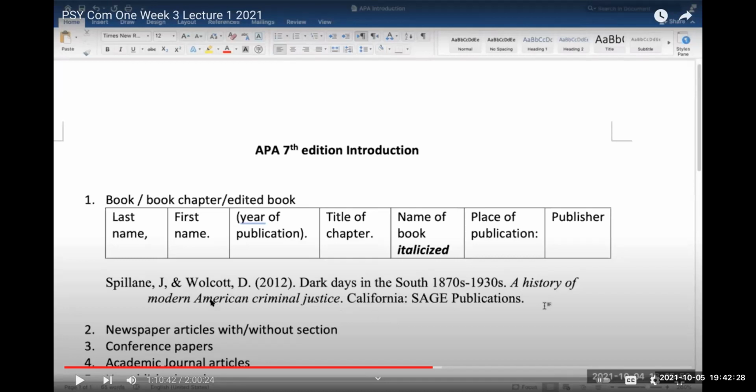Yes, sir. Right, so all you're doing is just filling in. That's why I put this thing up here. So you're literally just filling in the blanks. That's really what you're doing.